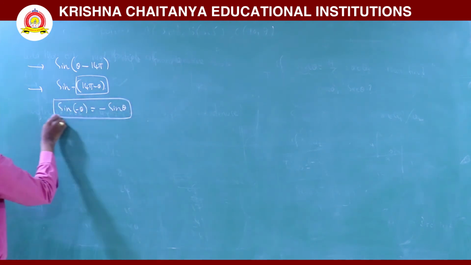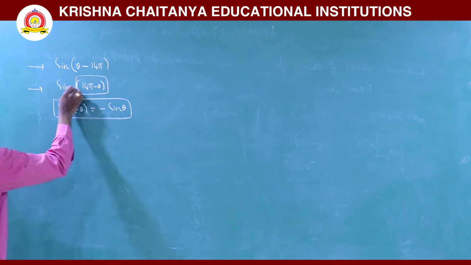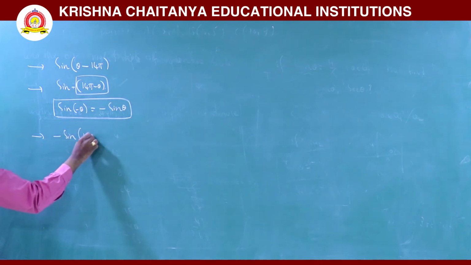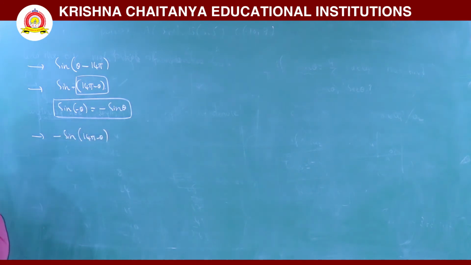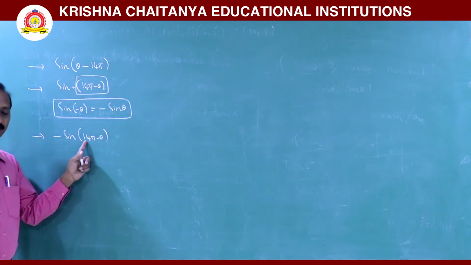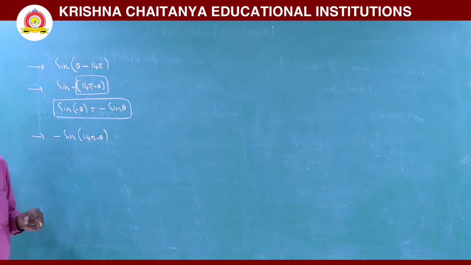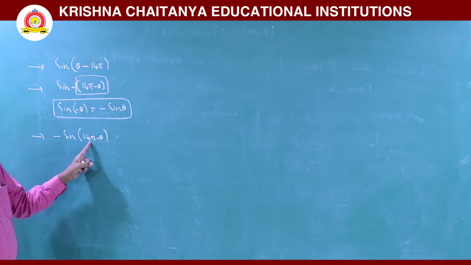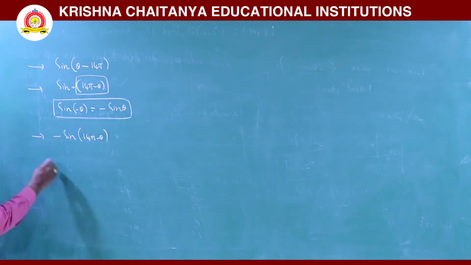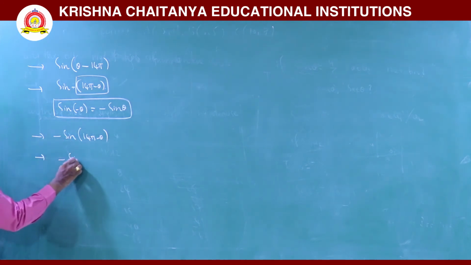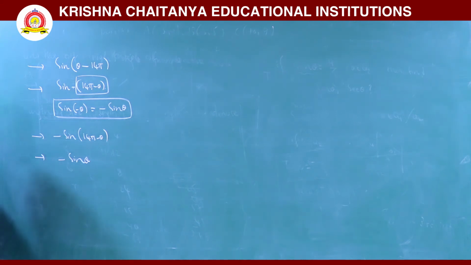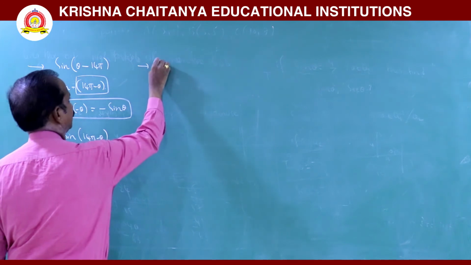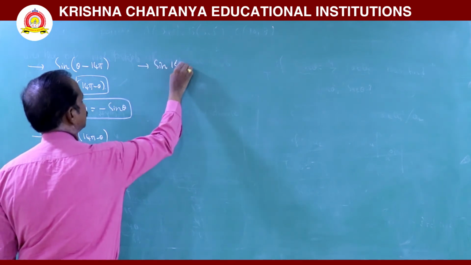Minus sin theta. So, using this basic we can write minus sine of 14 pi minus theta. As just discussed, even number of pi minus theta lies in the fourth quadrant. Sine is negative. At this allied angle, the ratio is unchanged. So, the answer should be minus sine theta.